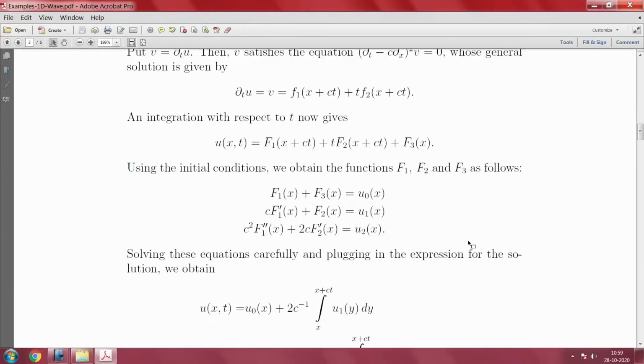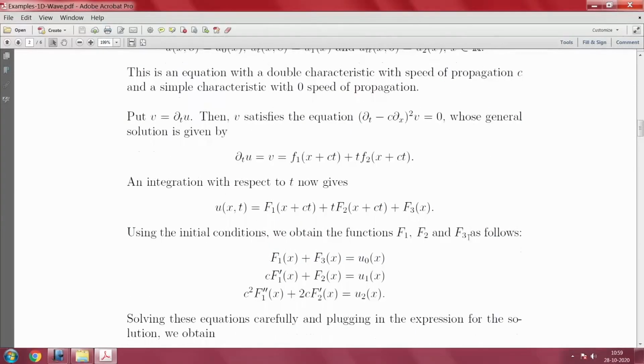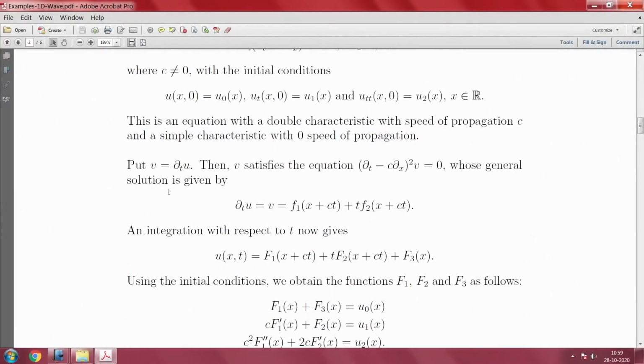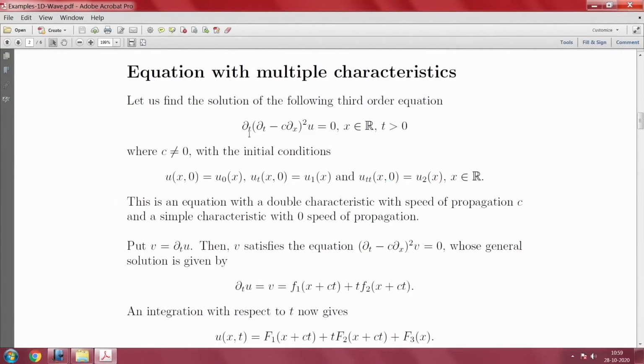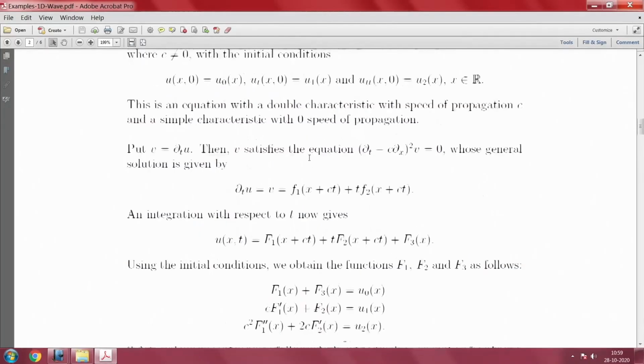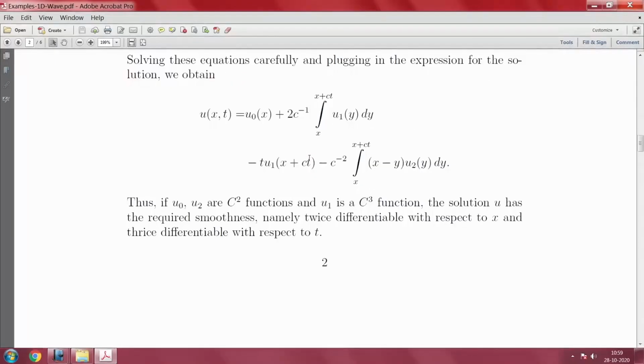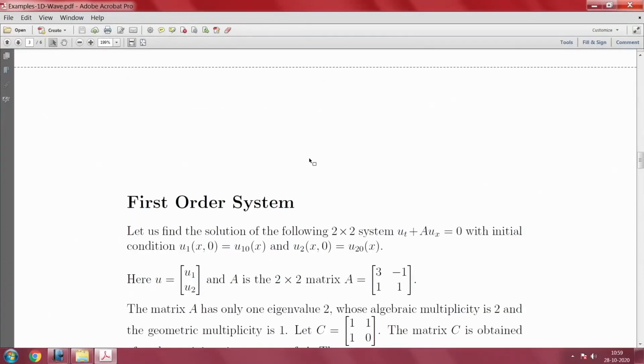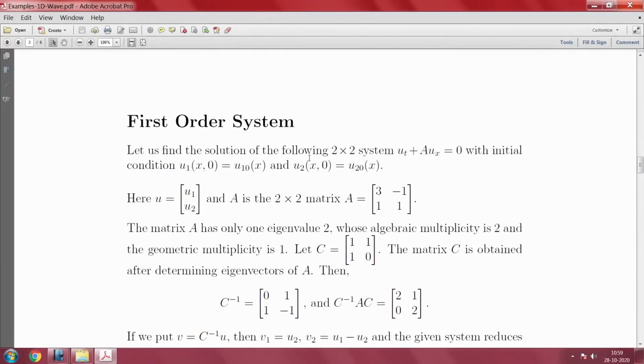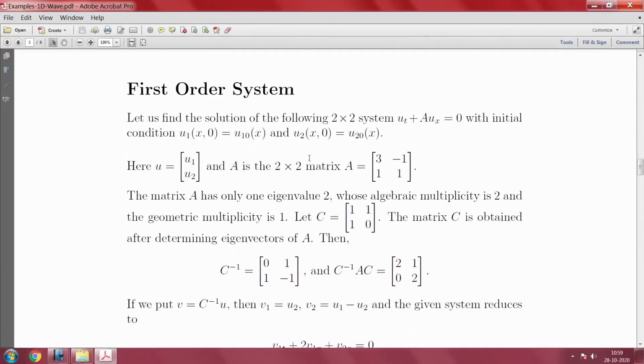So, you remember here the equation that, so we require u to be differentiable with respect to t 3 times and with respect to x only 2 times. Okay. And just now we discussed the first order system. So, here I have taken a simple 2 by 2 system.